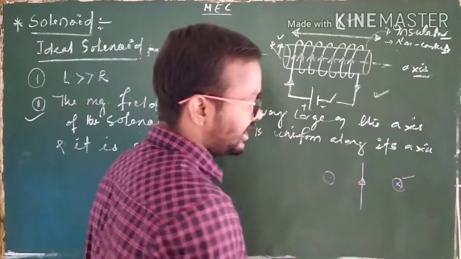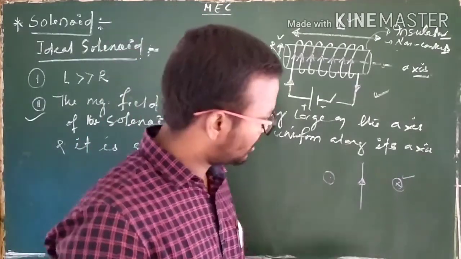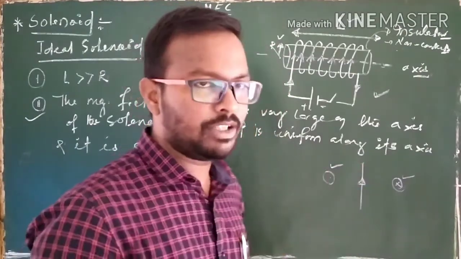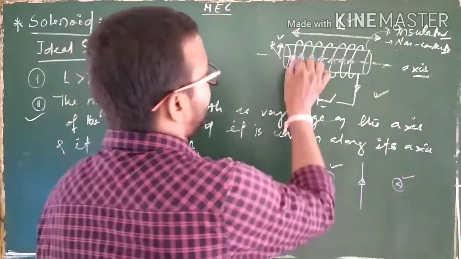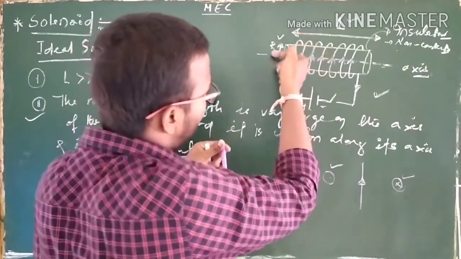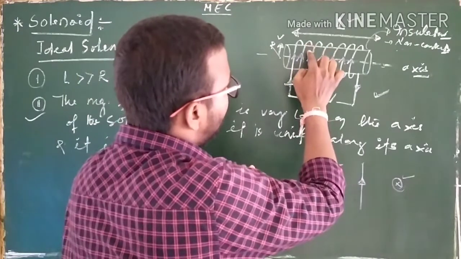The cross is the convenient method to represent the magnetic field which is in the inward direction, and the dot is the convenient method to represent the magnetic field which is coming outward. So in this case, the magnetic field for the first turn is in the inward direction, and here in the outward direction, which makes a circular ring.